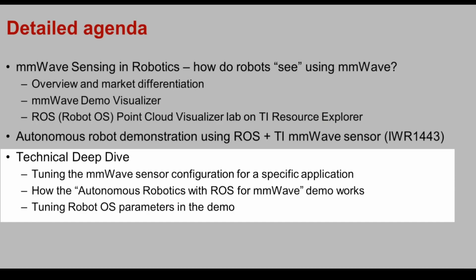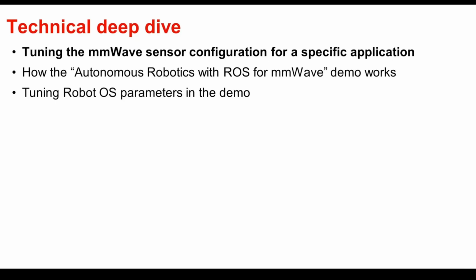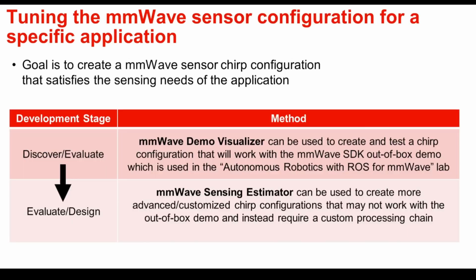You may want to go back and review the first portion of the training if you have not done so already. First, let's look at how to tune the mmWave sensor configuration for a specific application. Our goal in this process is to create a mmWave sensor chirp configuration that satisfies the sensing needs of the application. TI provides two main methods for creating chirp configurations.